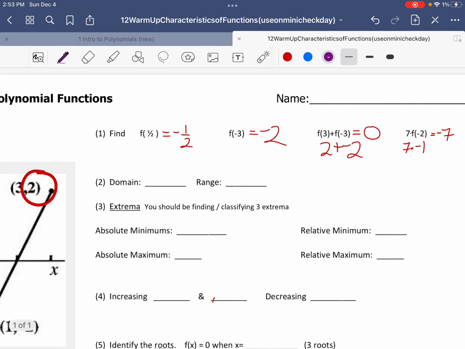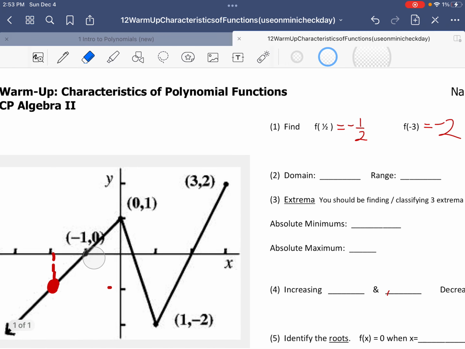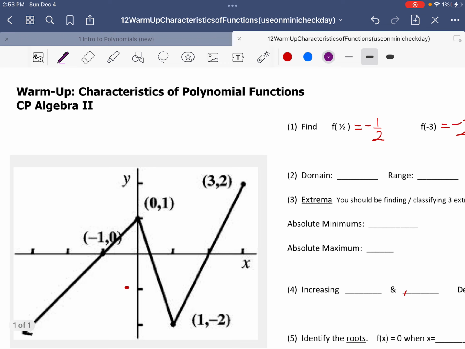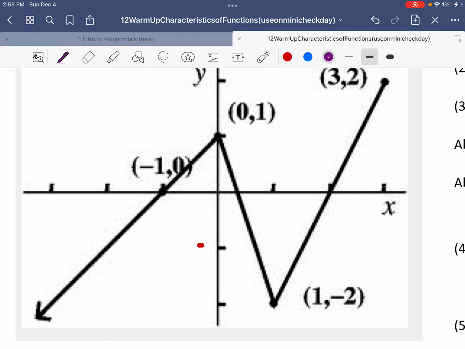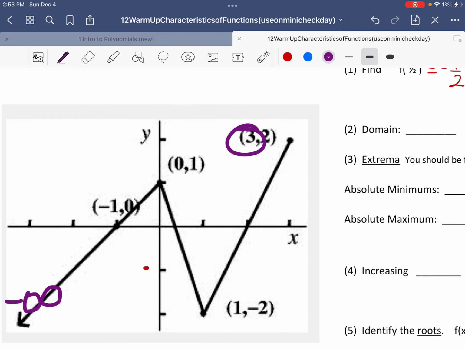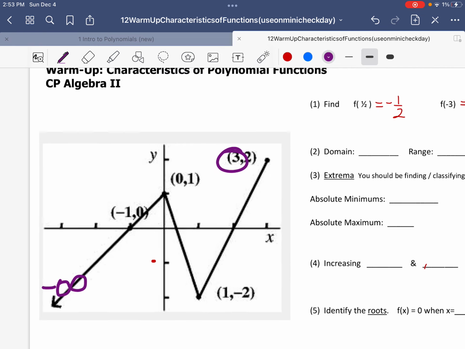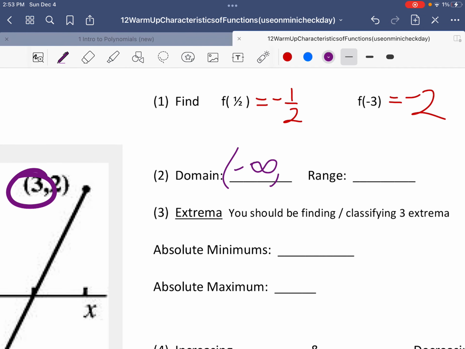Domain and range. Remember, domain is just the furthest reaches of the x values. Should I look to the furthest left point on the graph? I sure should. But when I look to the furthest left value, I see the graph keeps going left to negative infinity. The furthest right x value is 3. So we're going to go from negative infinity to 3.